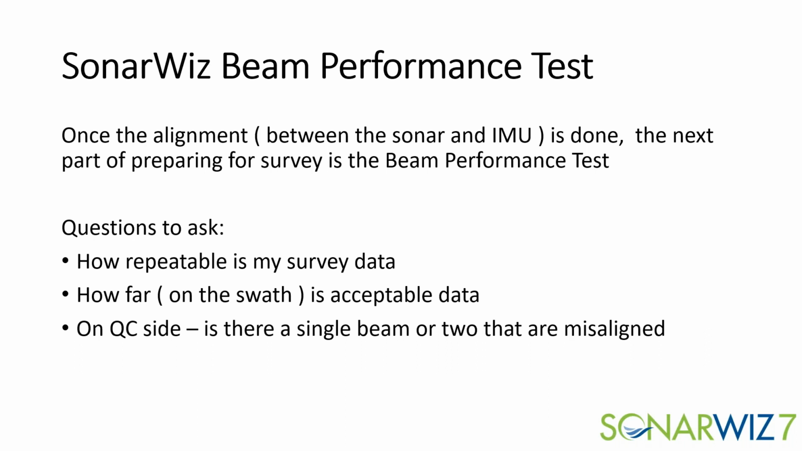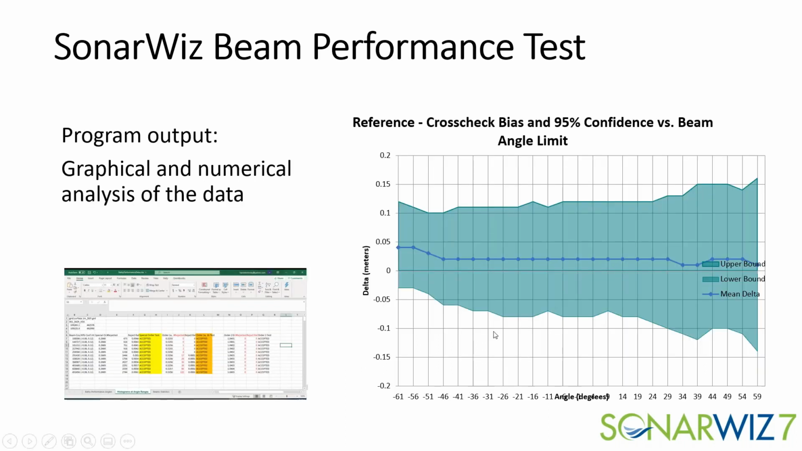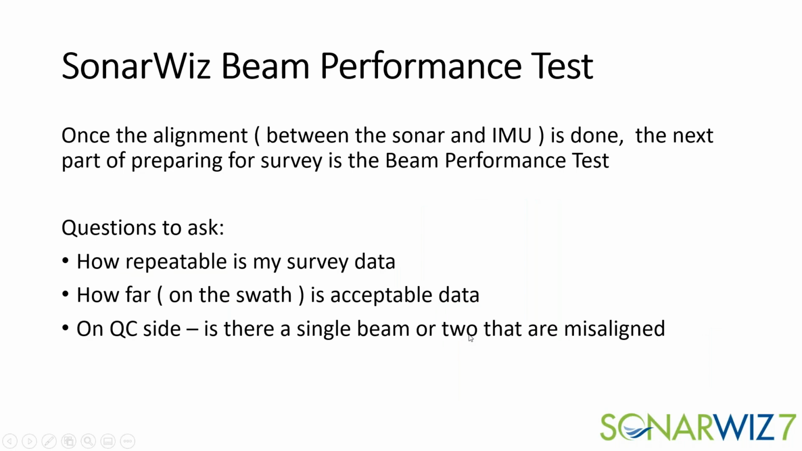Again, we ask the questions: how repeatable is my survey data? How far on the swath is acceptable data? And on the QC side, is there a single beam, not a single beam multi-beam, but a single beam or element, a single beam or two that are misaligned? We can see just prior to the sheet before, we'll have a spreadsheet that comes out and we'll check each point. So there's a lot of output data. And when we go across, we have tens of thousands of points that we're looking at.